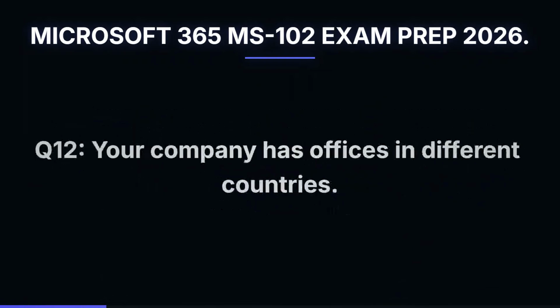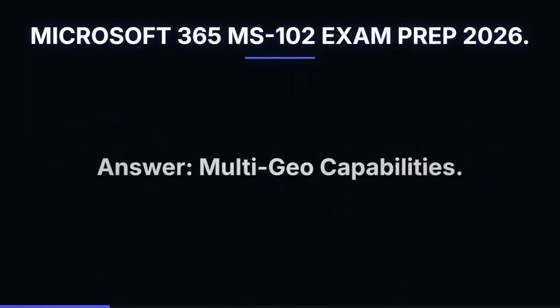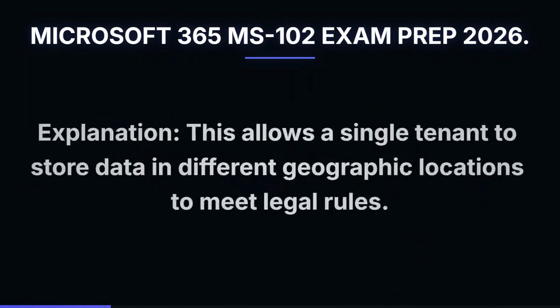Q12. Your company has offices in different countries. You want to ensure the data stays in their specific region. What feature is this? Answer. Multi-geo capabilities. Explanation. This allows a single tenant to store data in different geographic locations to meet legal rules.